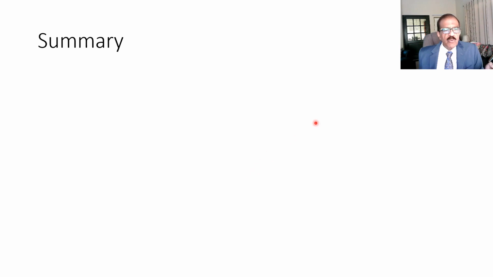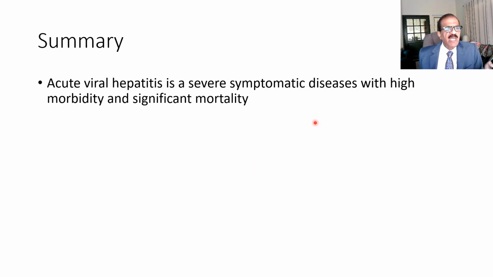Now this brings me to the last slide, which is the summary slide. Acute viral hepatitis is a severe symptomatic disease with high morbidity and significant mortality. Morbidity is high. The patient is usually very sick, non-functional, away from work for maybe 2 to 4 weeks, followed by a period of weakness also. So this is a lot of morbidity, although luckily not much mortality, but there is mortality also, particularly in B and D. And most are preventable.